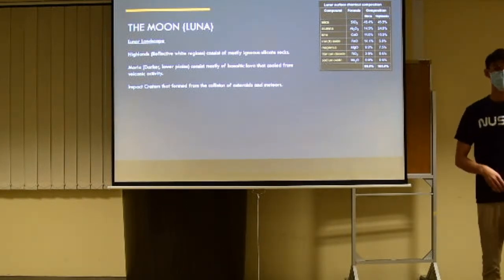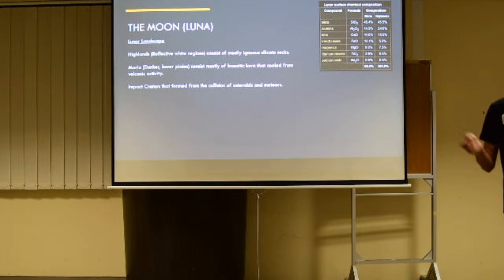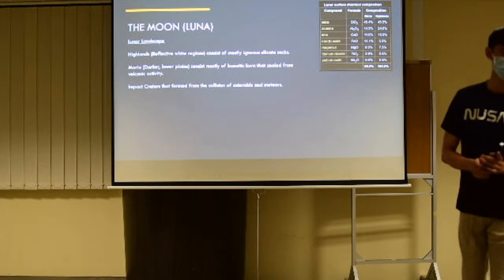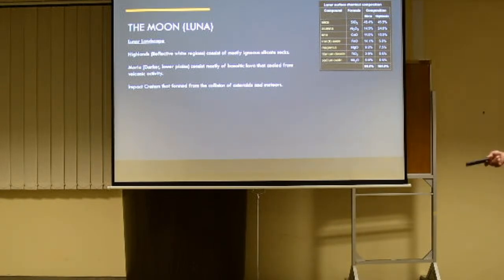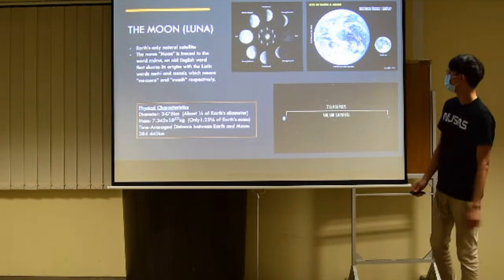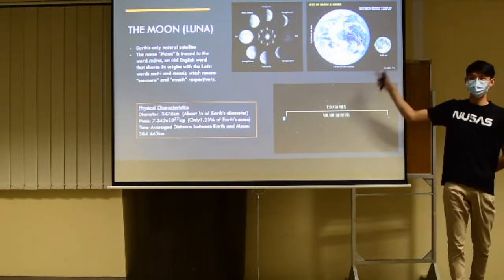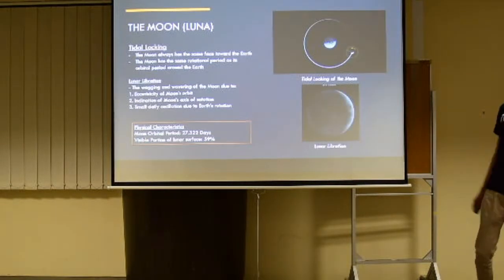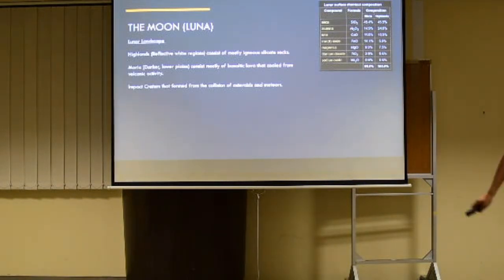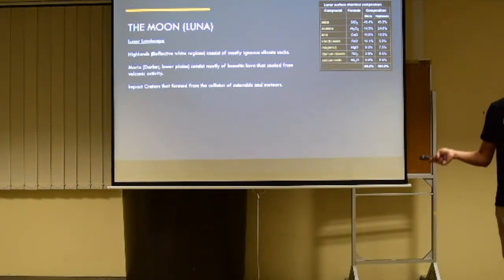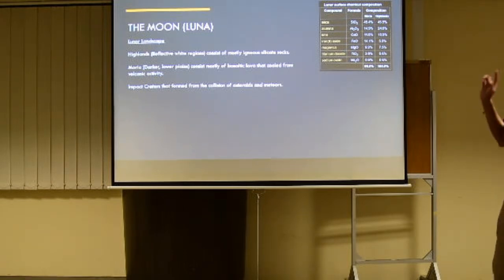Then we have Maria. Maria is plural for mare. Mare means sea in Latin. Why sea? These patches on the moon, people of old thought they were seas because they didn't know any better. So they called it Maria. But actually, they are basaltic lava that has cooled over time, because in the past, the moon was geologically active. And this basaltic lava is less reflective and therefore appears darker to us.